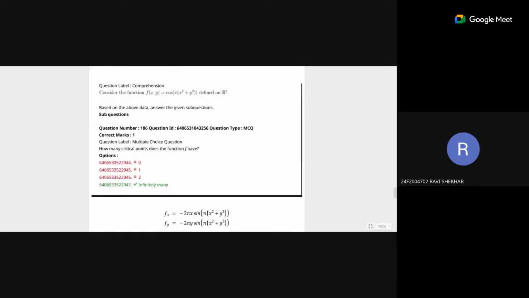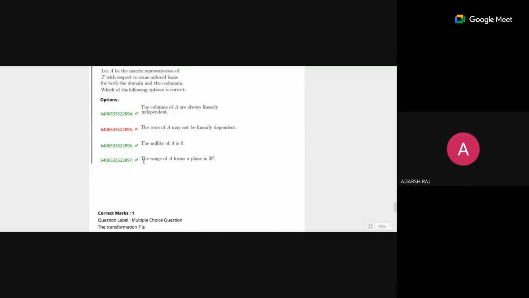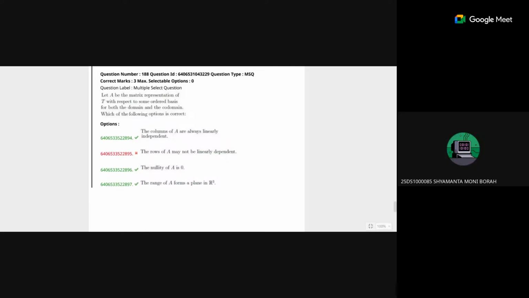So this question is clear. The range of F forms a plane in R3.